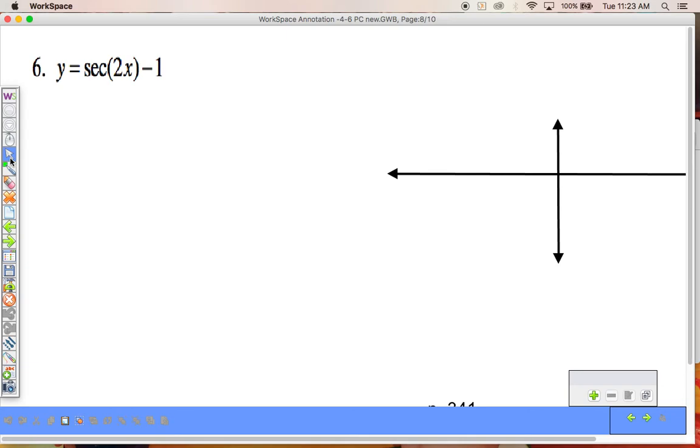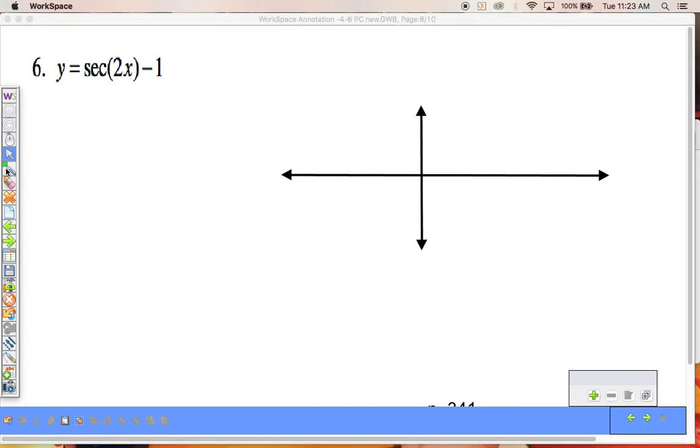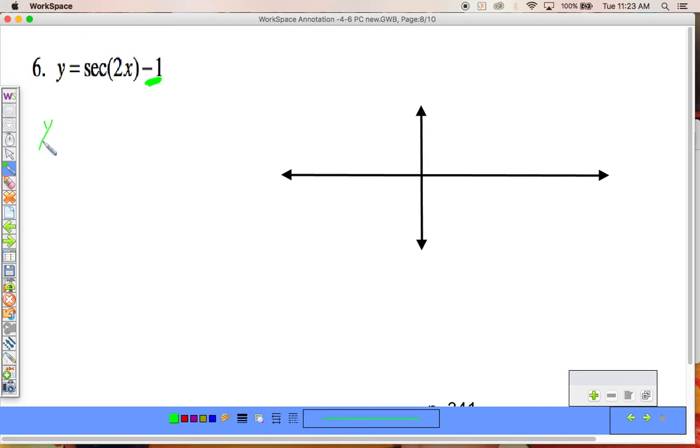Y equals the secant of 2x minus 1. All right, so this one's going to shift it a little bit. That's not a big deal. We'll take care of that. So I'm going to graph, let's do it this way, my period length is going to be 2 pi divided by 2. It's going to be pi. I'm going to change this into a cosine problem, and I'm going to graph that. So my period length is going to be pi.